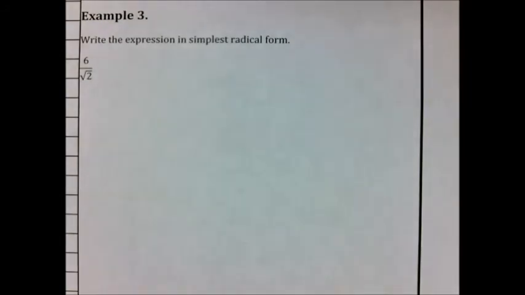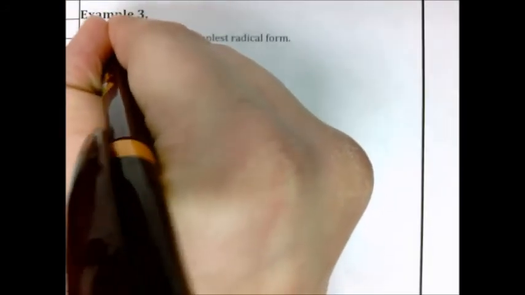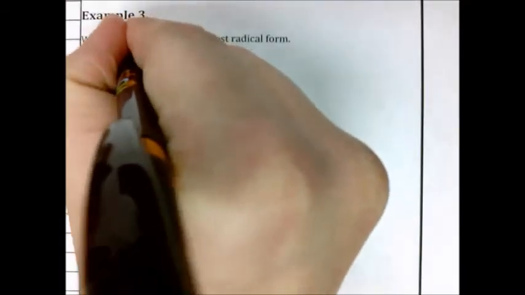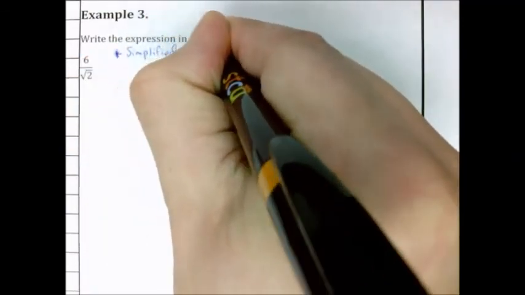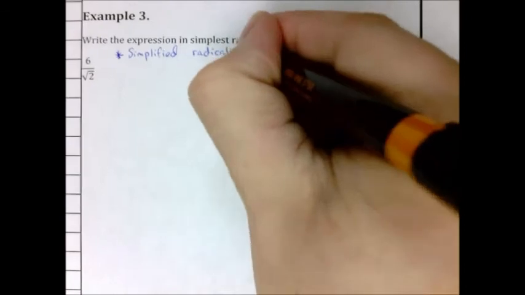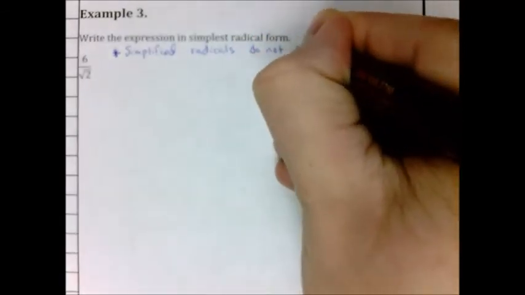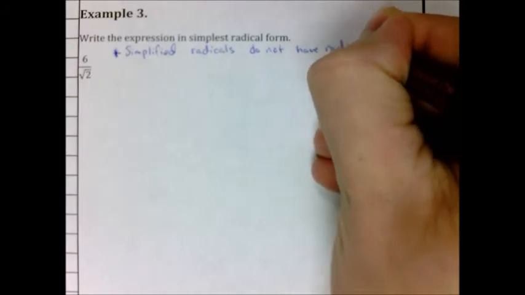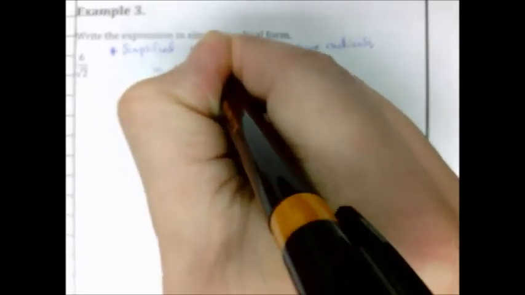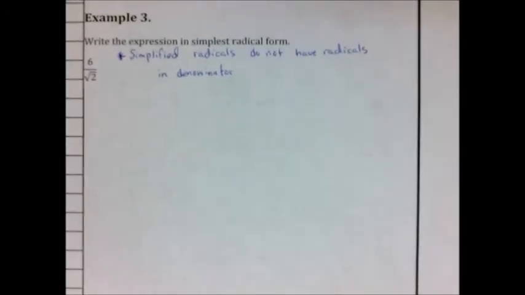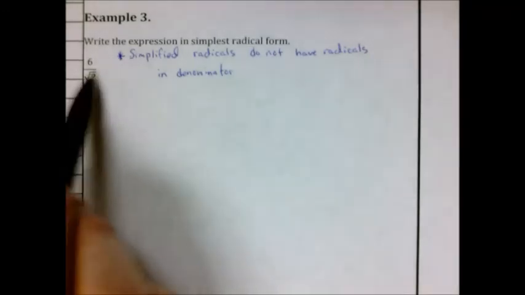So example 3, I just want to make one little piece of information you guys need to remember, and that is that simplified radicals, which is what we're trying to do in this lesson, do not have radicals in the denominator. They never have radicals in the denominator. So if you see some expression with a radical in the denominator, you're going to know right away that that doesn't work. So for example, right here, this 6 divided by the square root of 2 is not a simplified radical because there's a radical in the denominator.